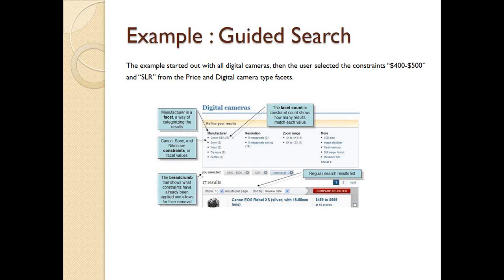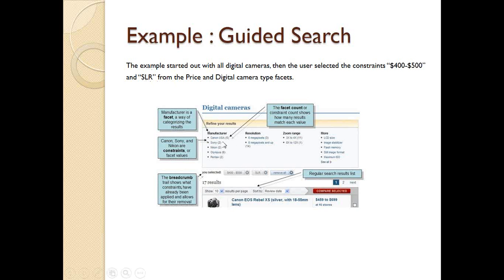So, an example of a guided search. You can see the example started out with digital cameras. First of all, the user goes to an e-commerce site and selects a digital camera based on the manufacturer. Then the user selects a particular filter that is a constraint of $400 to $500, and then probably he selects an SLR from price. Particularly, he's trying to refine his search based on his requirement.